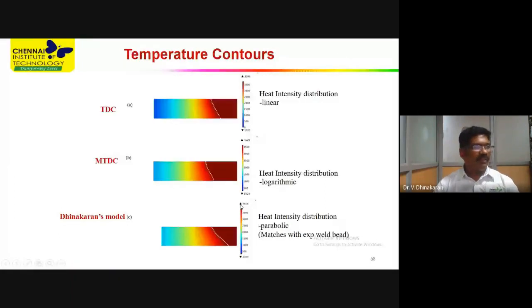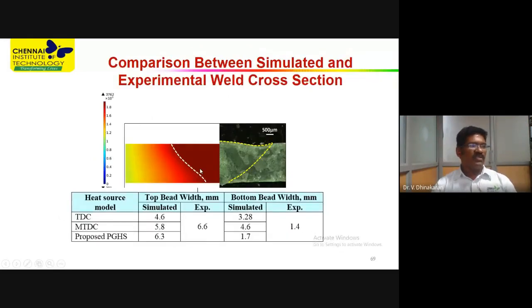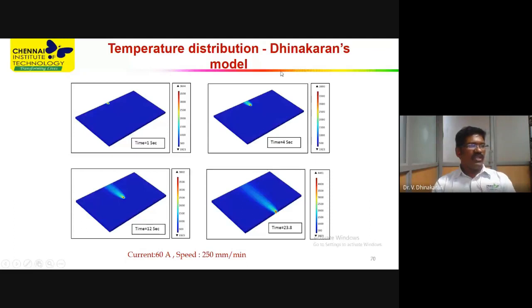Okay, so on the temperature contours, the parabolic fashion has been arrived at by computational mechanics. We will use Dinagar's model rather than the others. Okay, so this is the temperature distribution predicted by Dinagar's model, and see the temperature is getting constant when it reaches the quasi-static process, and the temperature is maintained constantly, but when the heat source reaches the end of the plate, see the temperature is suddenly rising.